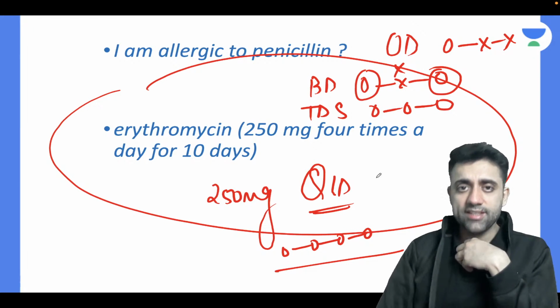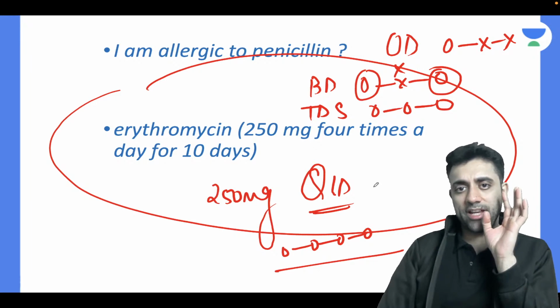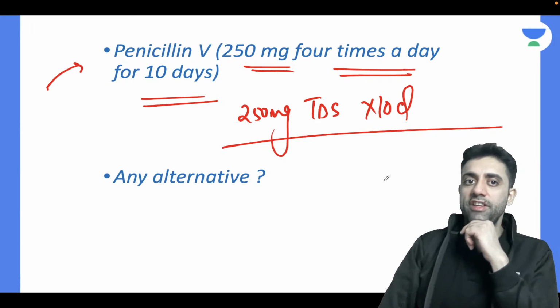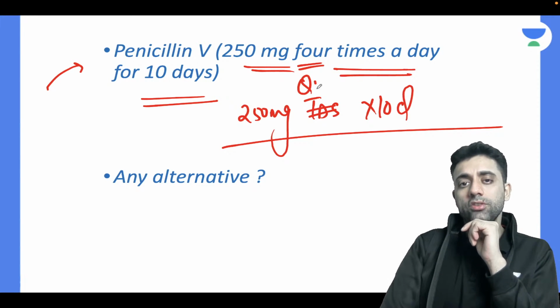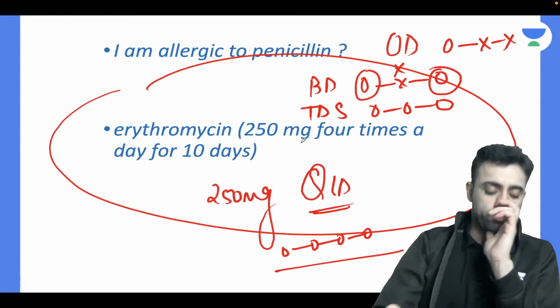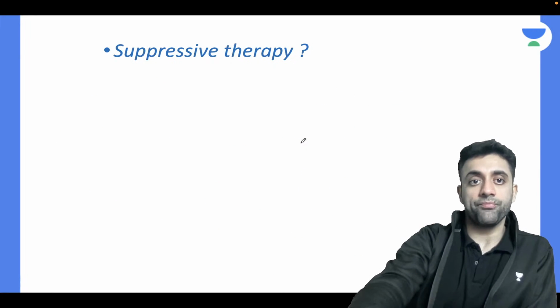If I'm allergic to penicillin, you give me oral erythromycin, 250 mg QID. But if you want to give me oral penicillin, give 250 mg, again 4 times a day. This also QID, and erythromycin also QID. Very good. Yes, bis in die. That's true, that's the Greek meaning.